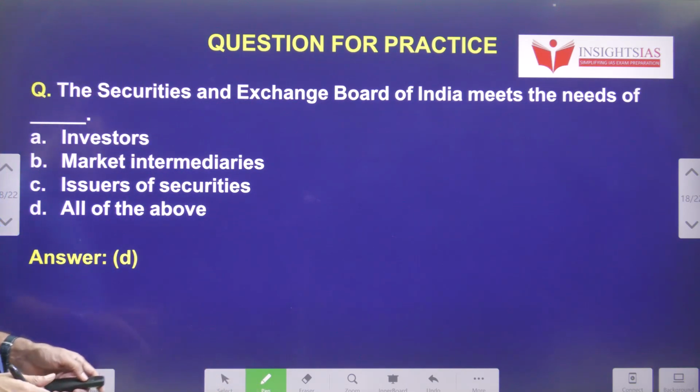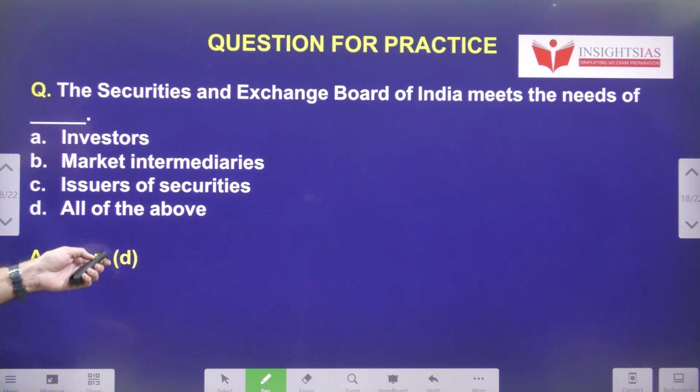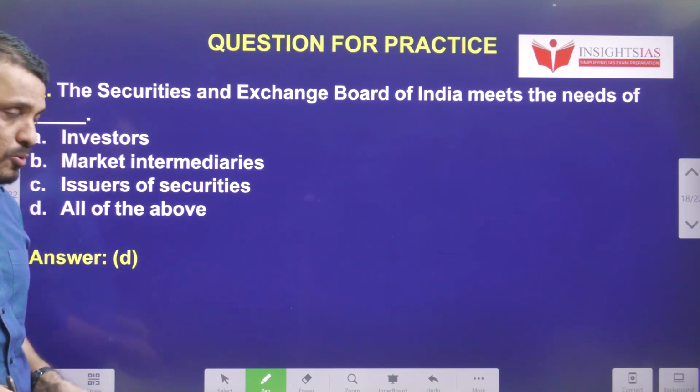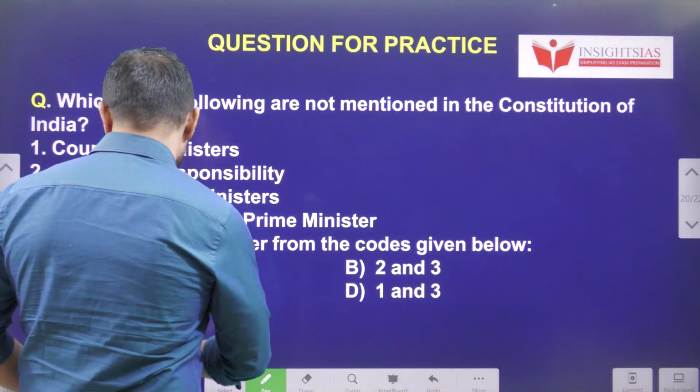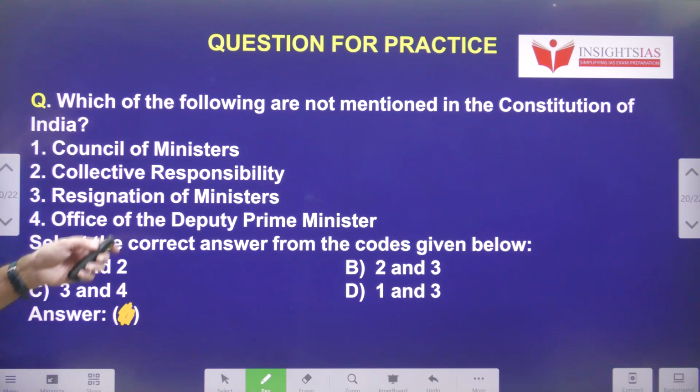Then we'll see yesterday's video question. The Securities and Exchange Board of India meets the needs of investors, market intermediaries and issuers of securities. Of course, all the above. Now we'll see today's video question, a question related to today's video. Which of the following are not mentioned in the Constitution of India? Read these 4 statements and pick the correct answer regarding the question.